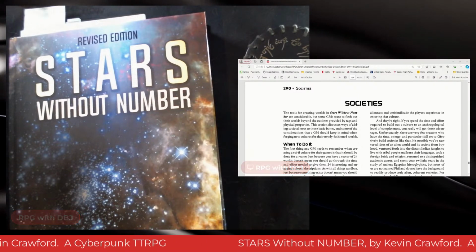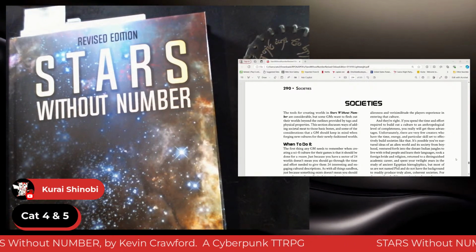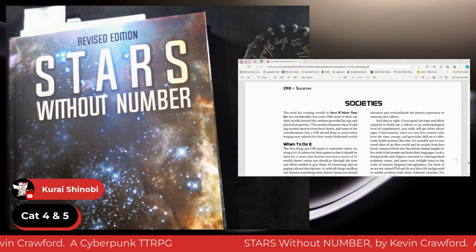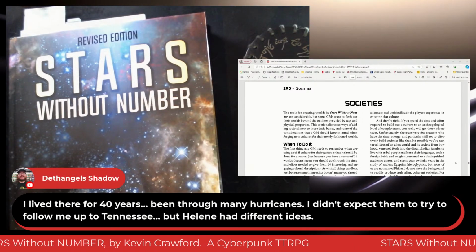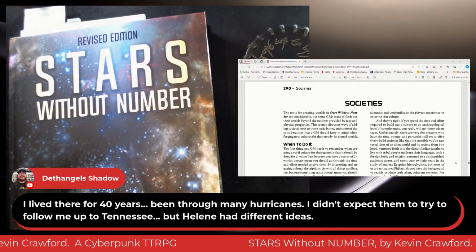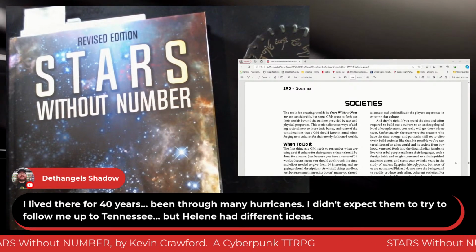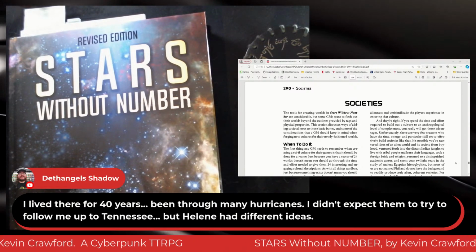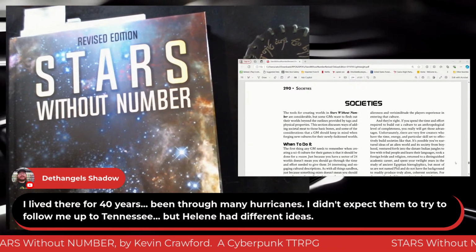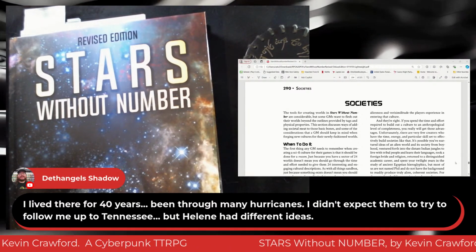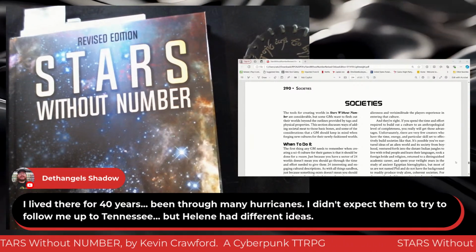Shinobi says Cat 4 and 5. Yeah, category 4 or 5 hurricanes. Shadow says, I lived there for 40 years. Been through many hurricanes. I didn't expect them to try to follow me up to Tennessee, but Helen had a different idea. Yeah, I'm in Ohio Valley. We usually get the remnants of hurricanes. We get cold from Canada, we get warm from the south, and we get wind from hurricanes from Tornado Alley, basically the southeast of us, and we get some tropical depression rain, rarely, but sometimes from the Caribbean and the Gulf of Mexico. So we're kind of right in the middle.